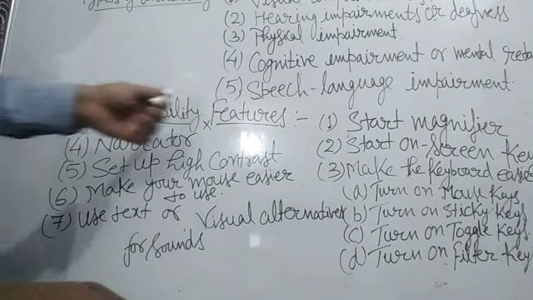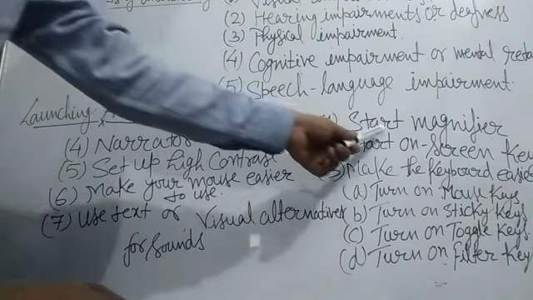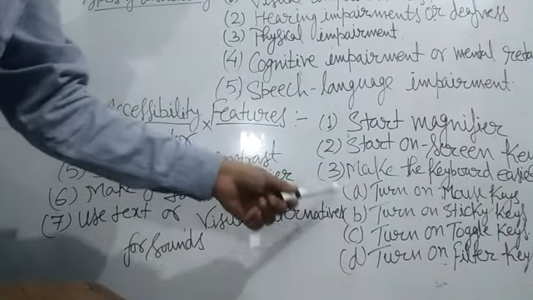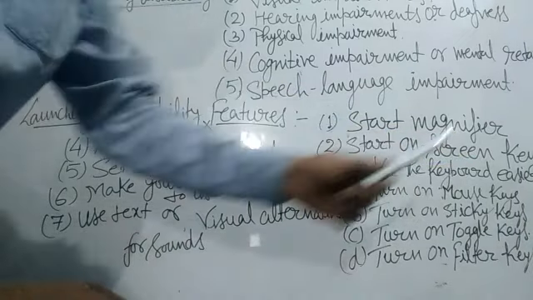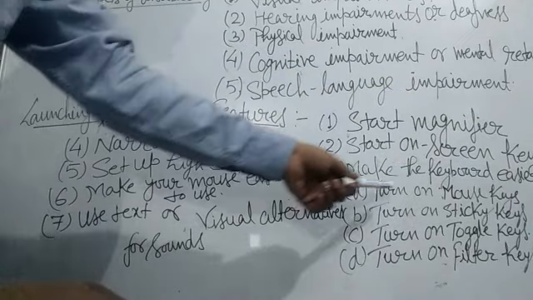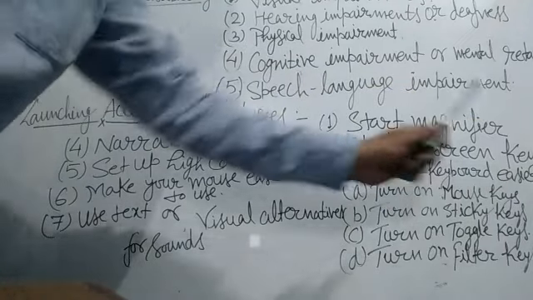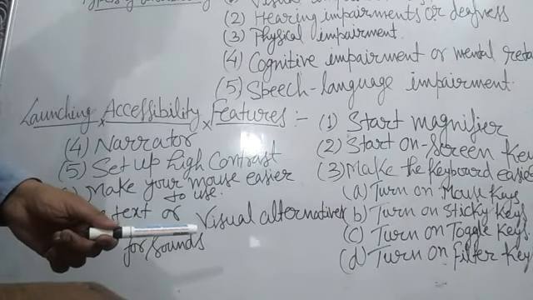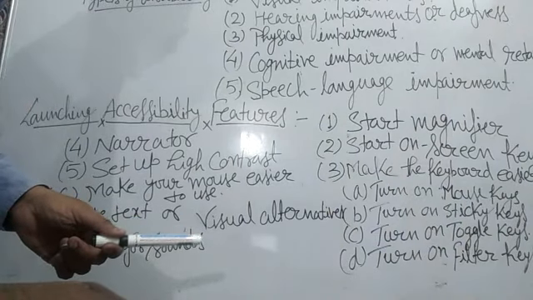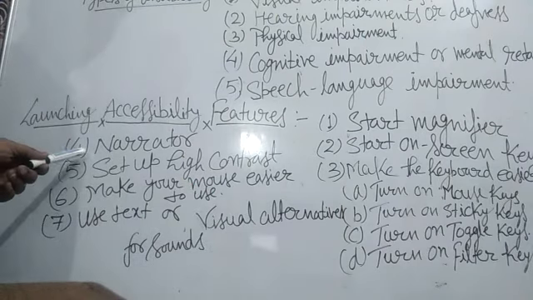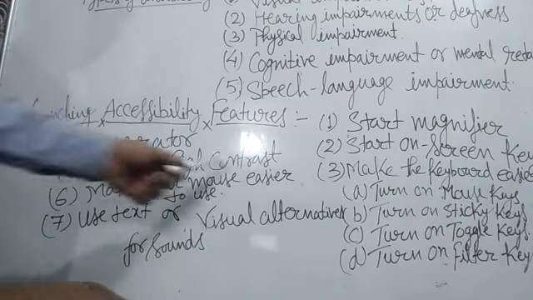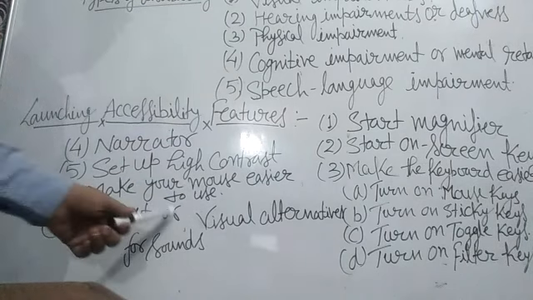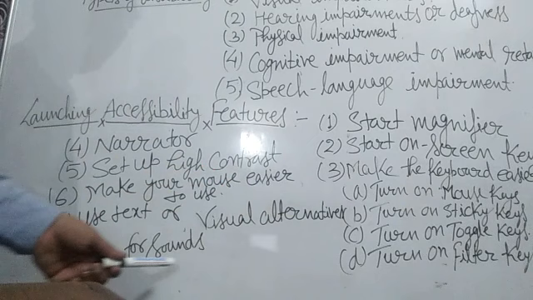And here is launching the accessibility features like this: start magnifier, start on screen keyboard, make the keyboard easier to use, like turn on the mouse key, turn on the sticky key, turn on the toggle keys, turn on the filter keys. Now here are the narrator and set up high contrast, make your mouse easier to use, and use text or visual alternatives for sound.